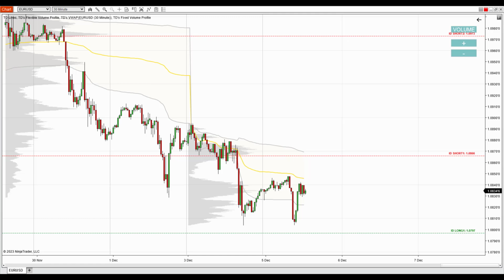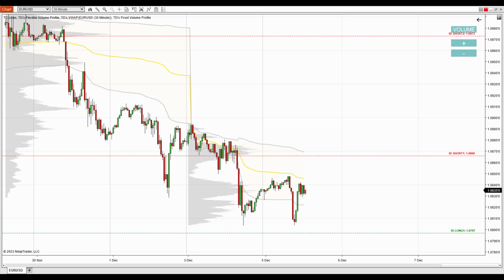Today I'll take a look at euro-dollar. What you see before you is a 30-minute time frame of euro-dollar. This is the NinjaTrader 8 platform with my custom-made volume profile and VWAP indicators. And I want to talk about this resistance which formed at 1.0866. This one is based on my volume profile accumulation setup.